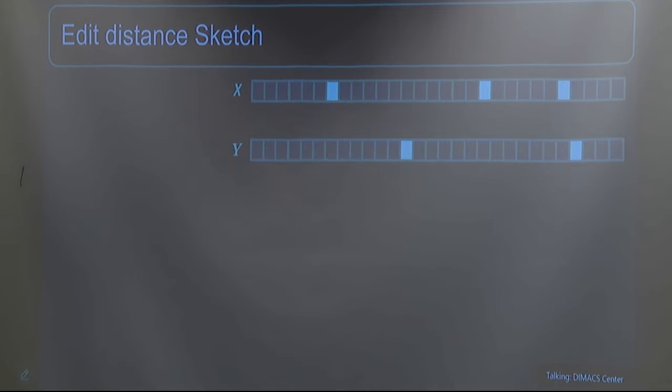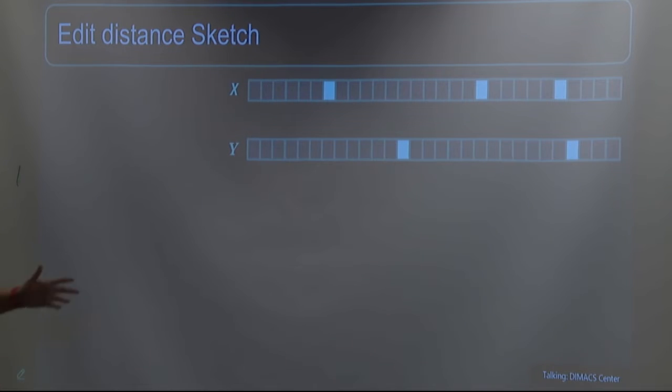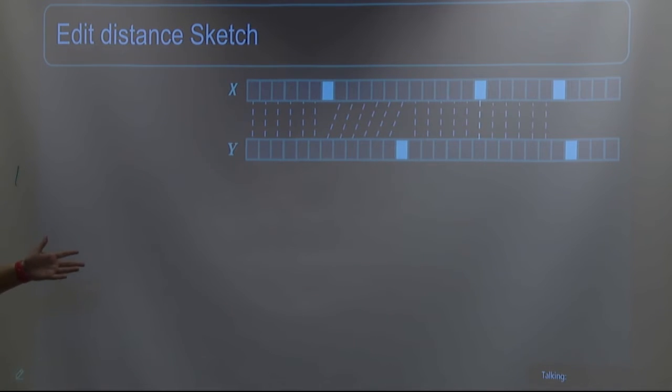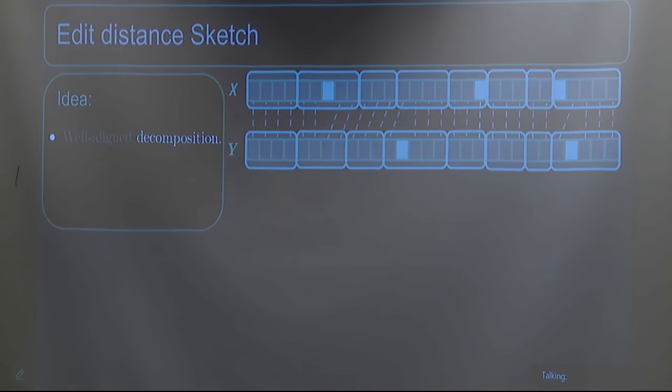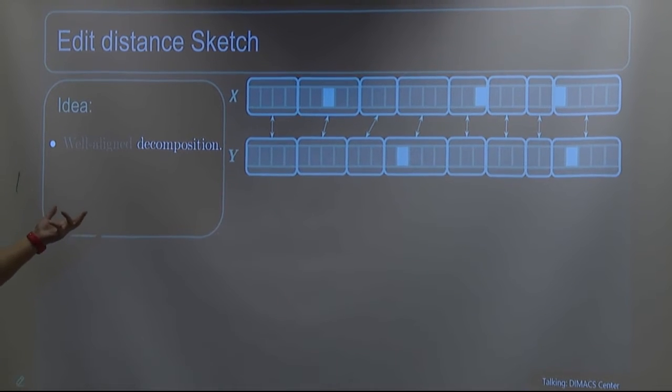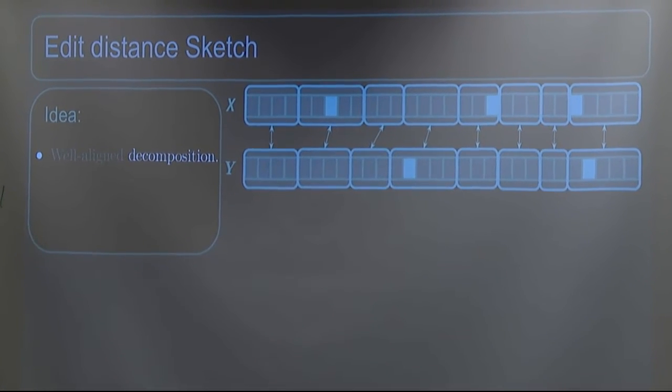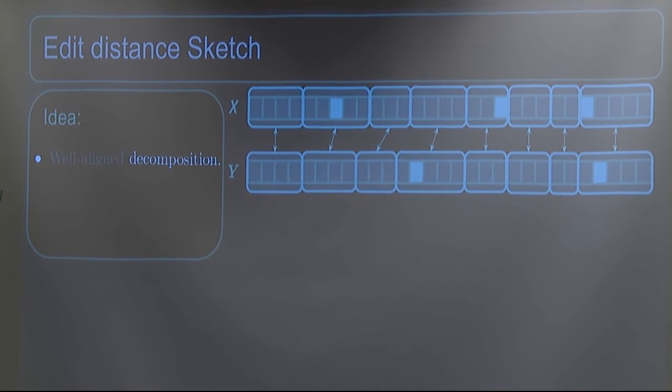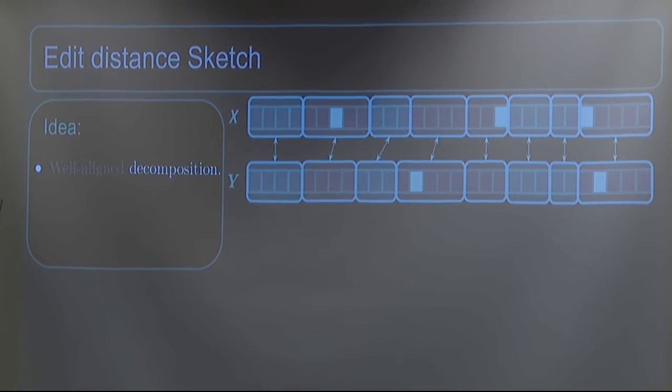Okay, so given the well aligned decomposition, how do we get our sketch? We again have x and y and imagine some alignment, and we start with the good well aligned decomposition. The first property was that every block of x is perfectly aligned with a block of y. And there are some blocks which contain some edit operation.